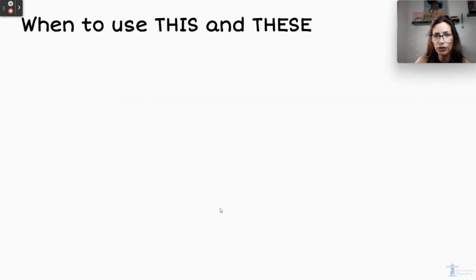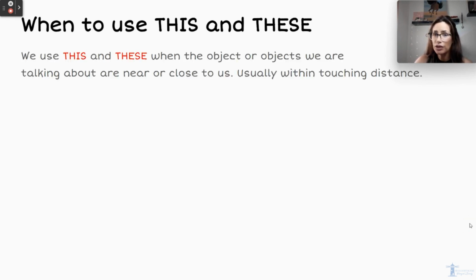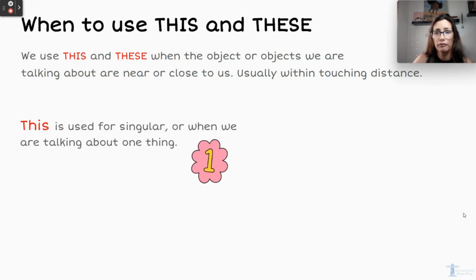Now let's take a closer look as to when we use this and these. So these two words are going to be used when the object or objects, the thing or the things that we're talking about are very near to us. They're very close. Sometimes you're even touching them or you can touch them. And remember, this is used when there's one thing. One, it's singular.